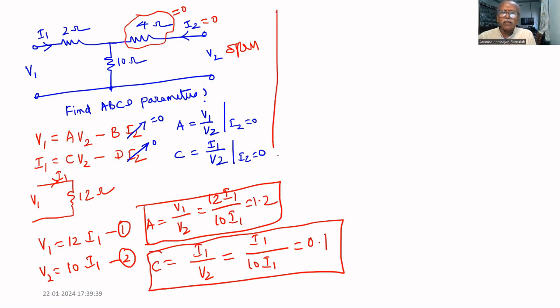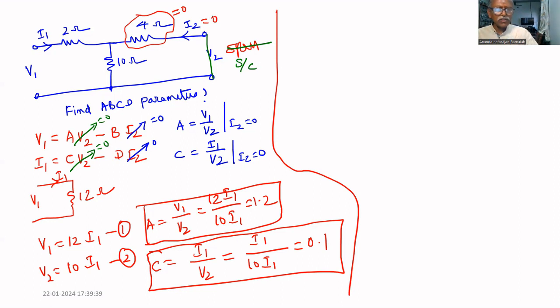Now let us find the other two parameters. For that, we have to assume that V2 equal to 0. V2 equal to 0 means the output is short circuited. V2 equal to 0 means I2 is not equal to 0. Therefore, this 10 ohm and 4 ohm are in parallel.